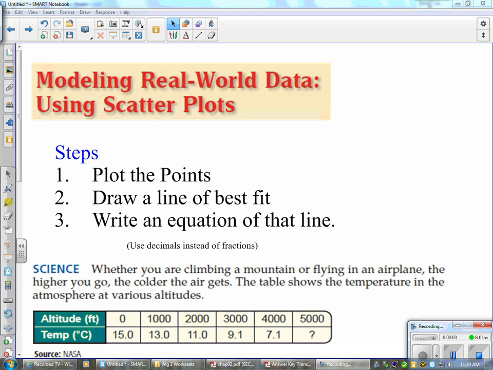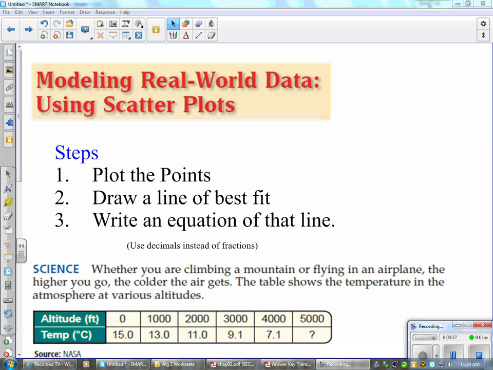Hello. Today we're going to talk about the real world. Now in the real world, it has lots of data, so we're going to model some real world data and we're going to use some scatter plots. Now, there's 3 steps to doing this. 1, plot the points. 2, draw a line of best fit. And 3, write an equation for that line.